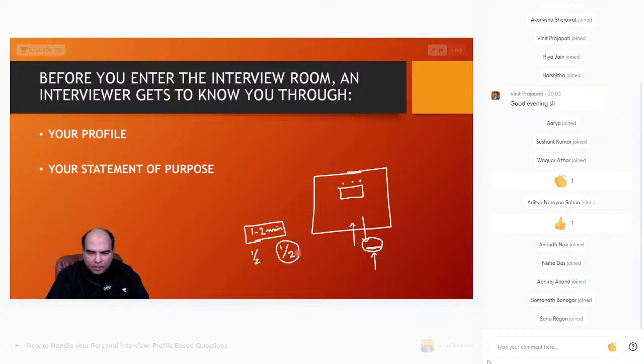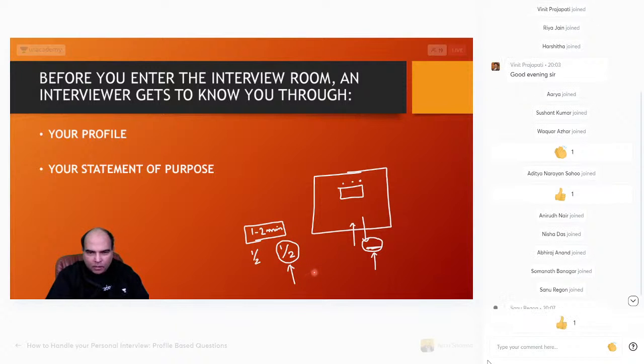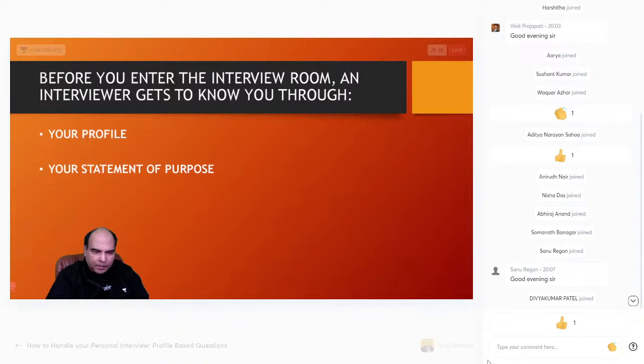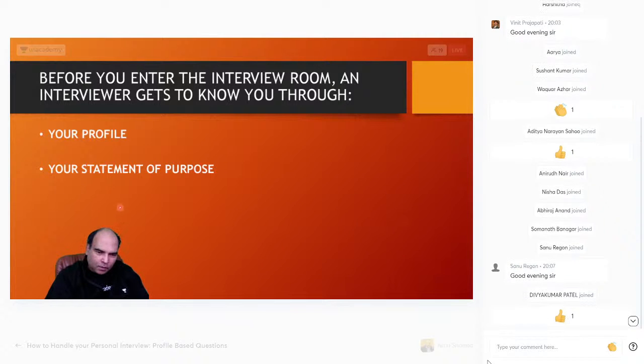And when you are coming in, of course, this year your interview might be digital. Most probably it's going to be digital, so it's not going to be a room, but essentially the structure will remain the same. Before you enter the room or the digital Zoom room for your interview, they would have seen your profile and your statement of purpose. These are the two most important aspects of the interview.